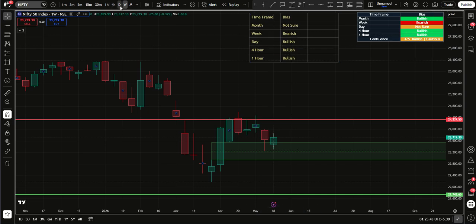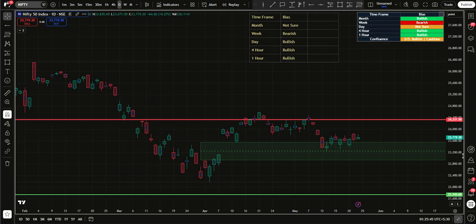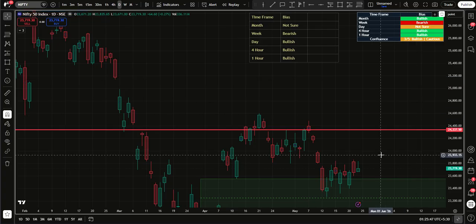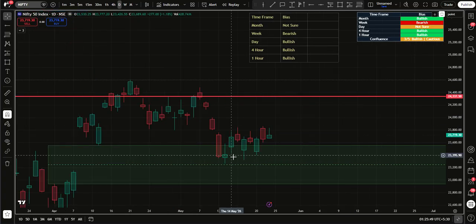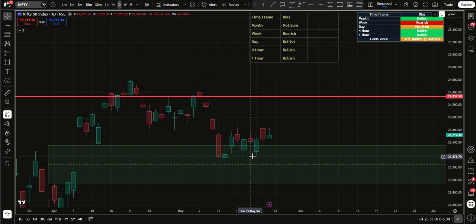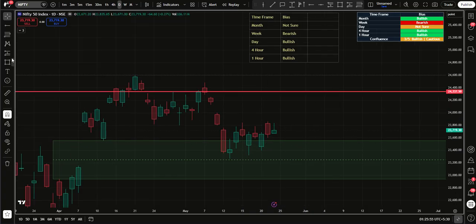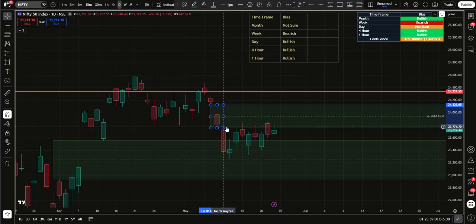Nifty is bearish on the weekly, but going over to the daily time frame, what is the bias on Nifty? Nifty has turned bullish. You see, this is a low, this is a higher low, and this is another higher low. So Nifty has turned bullish on the daily time frame. What can stop Nifty from flying is this sell side liquidity fair value gap.